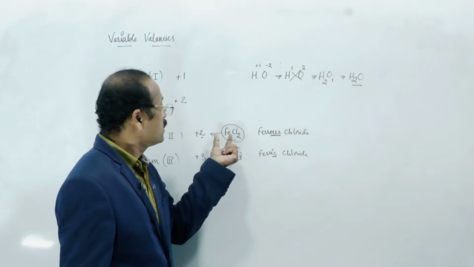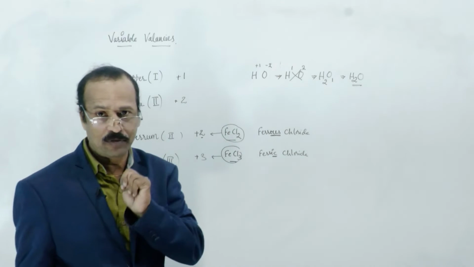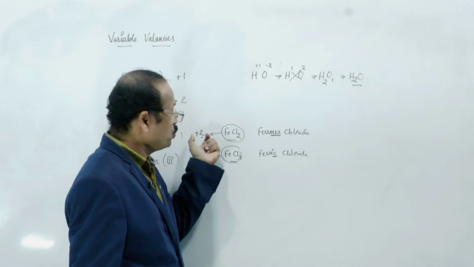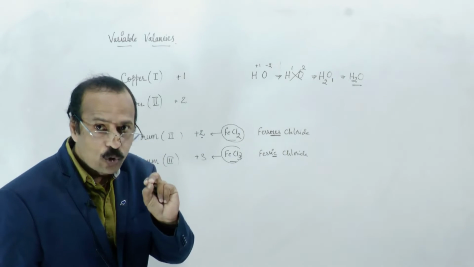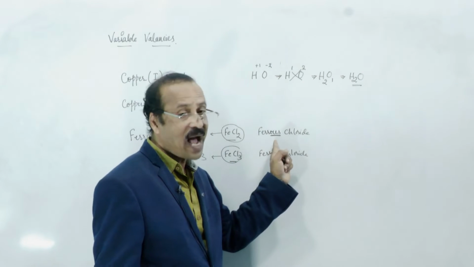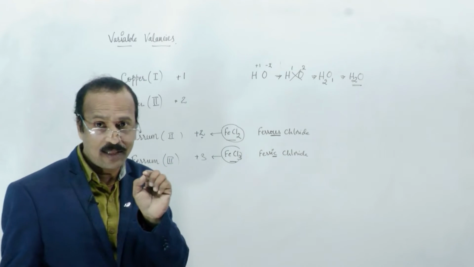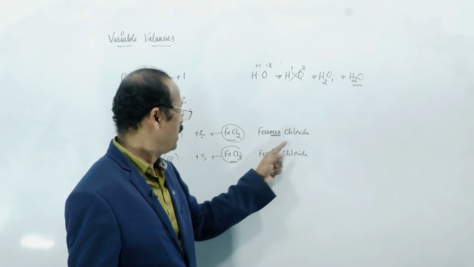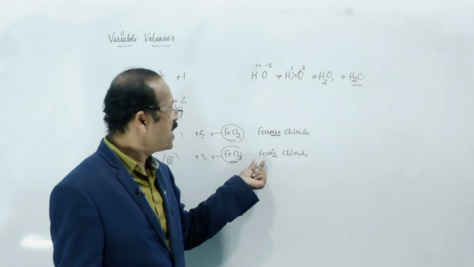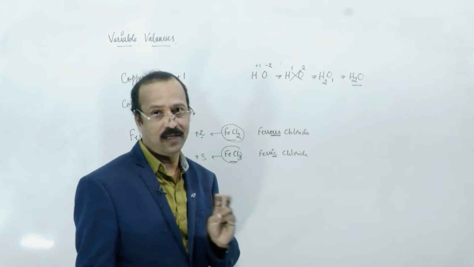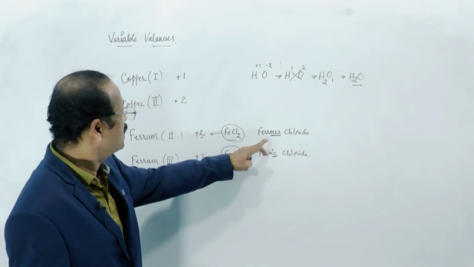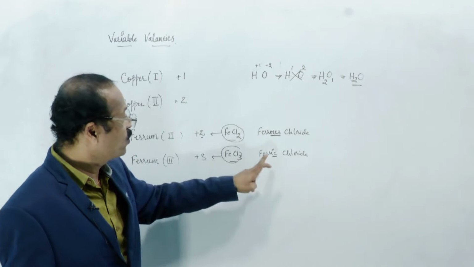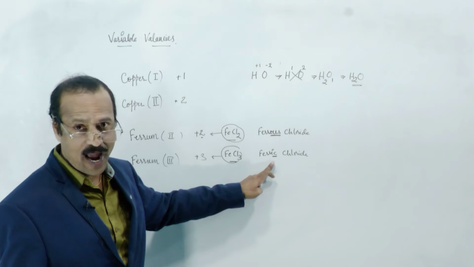So here iron exhibits two types of valencies. One is +2, one is +3. So +2 is the lower valency. When it is the lower valency, we add the suffix us: ferrous chloride. If it is a higher valency, ferric chloride. Is this clear to you? For lower valency, ferrous, we add OUS. For ferric chloride, for higher valency, we add ic.